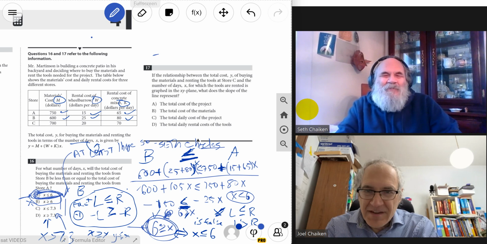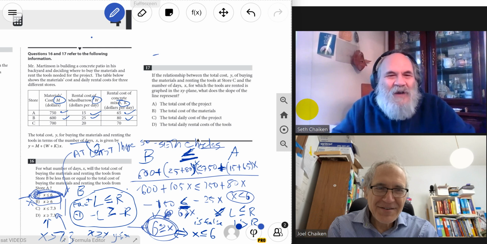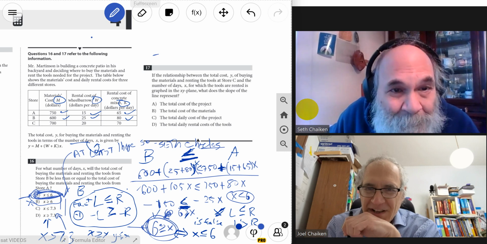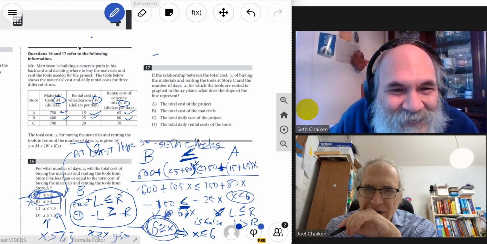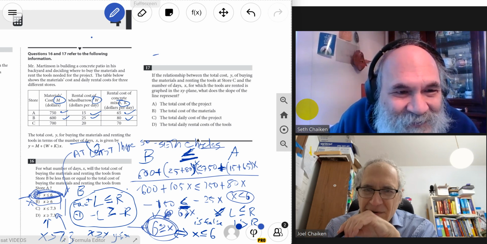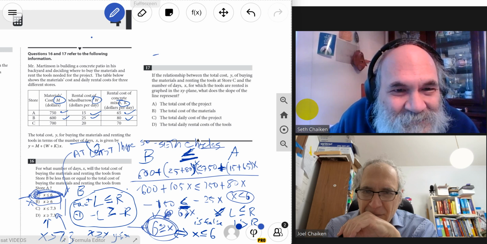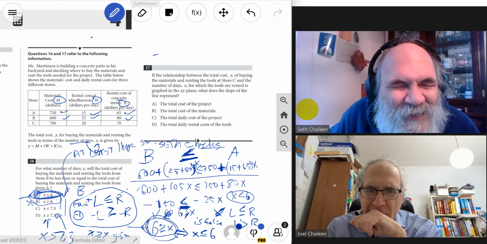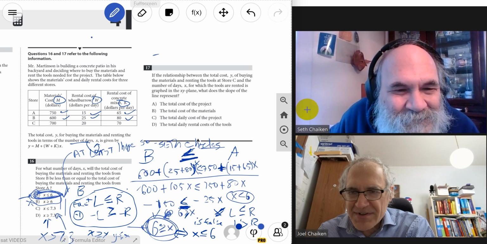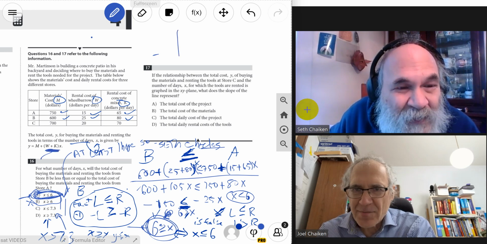Okay, number 17. Ready? Ready. Same table. If the relationship between the total cost Y of buying the materials and renting tools from store C and the number of days X for which the tools are rented is graphed in the XY plane, what does the slope of the line represent? So they're talking about this number. What does the slope of that line represent?